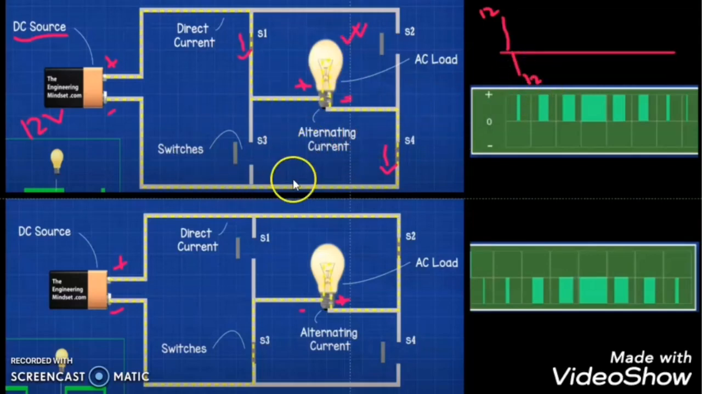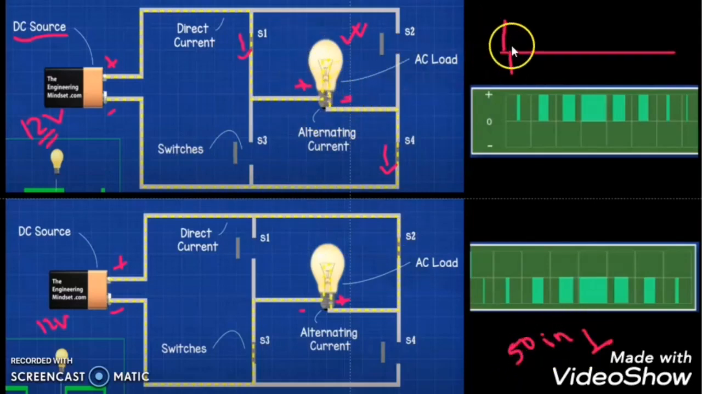Suppose I repeat this sequence 50 times in 1 second, then the load will experience 50 times positive 12 volt and 50 times negative 12 volt power supply. For the load it is like an AC supply, but for us we are giving this power supply to the load from a pure DC source. I hope you understood this concept, how we can change the polarity of the voltage for the load by operating the switches in different manner.